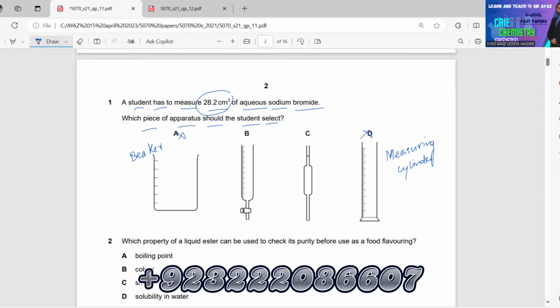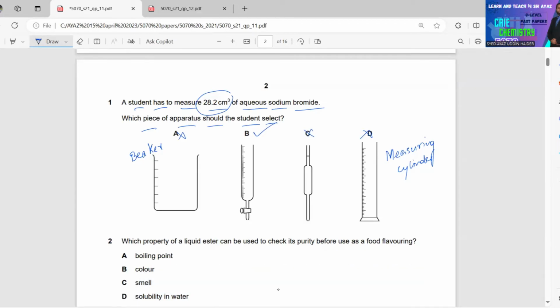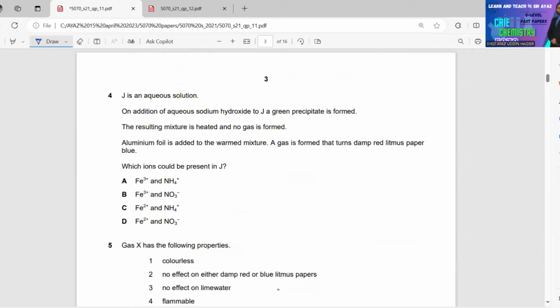We are left with B and C. B must be the right answer. C is also incorrect because B has higher accuracy as compared to C. C is pipette and B is burette. So B must be the right answer for this question.